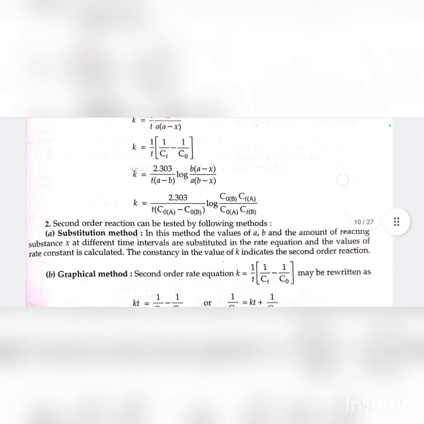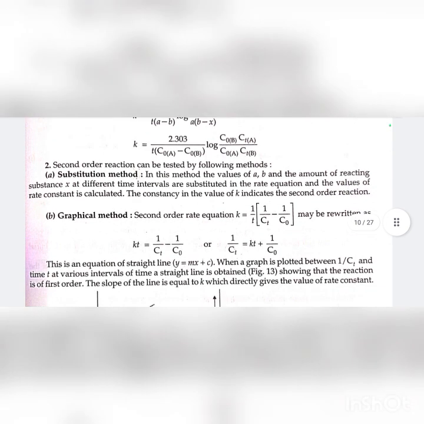Second order reactions can be tested by the following methods. First, substitution method. In this method, the values of a, b and the amount of reacting substance x at different time intervals are substituted in the rate equations and the value of the rate constant is calculated. A constant value of K indicates the reaction is of second order.